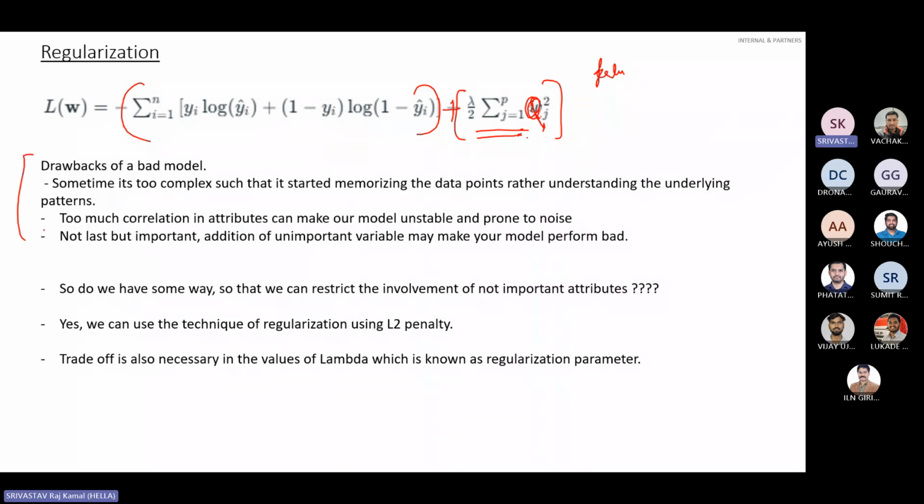So let's read what is here. Sometimes our models become too complex and start memorizing the data points rather than understanding the nature. Sometimes too much correlation among attributes makes our model unstable, meaning we forgot to add or remove multicollinearity. If there is too much multicollinearity in our data, with many features having relationships with other features, or if some of the features are not important to us, how do we take care of this in training? We take care of this by bringing in regularization techniques, basically restricting the involvement of unimportant attributes, the features which are not helping model training. So we apply regularization techniques, which is nothing but the L2 norm.